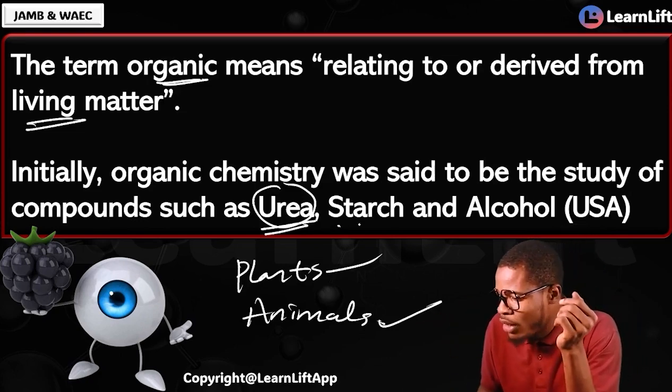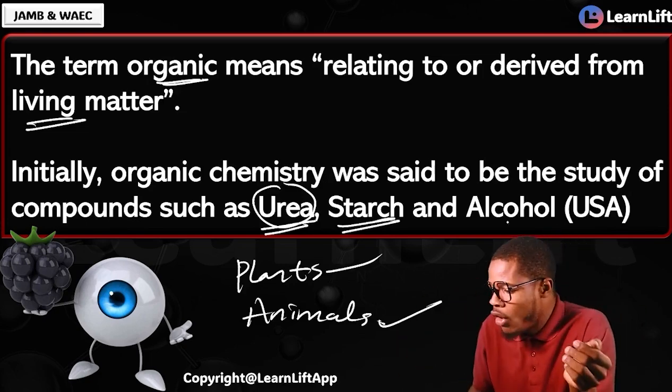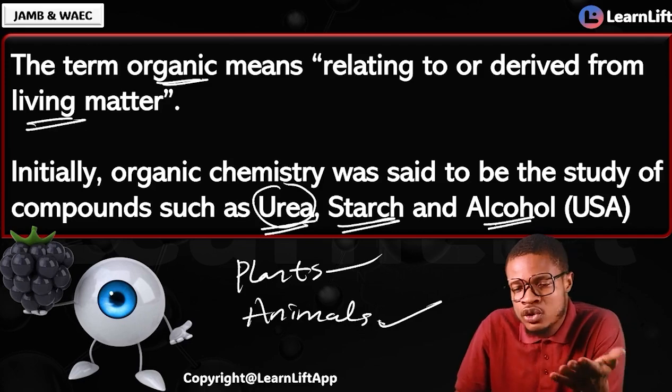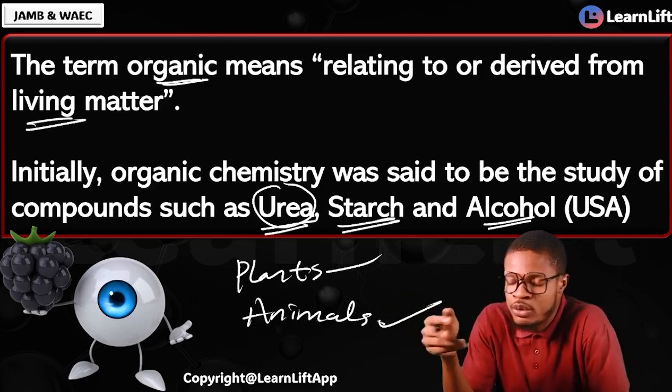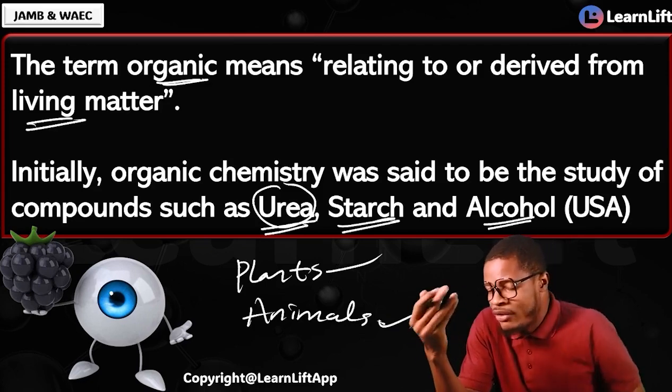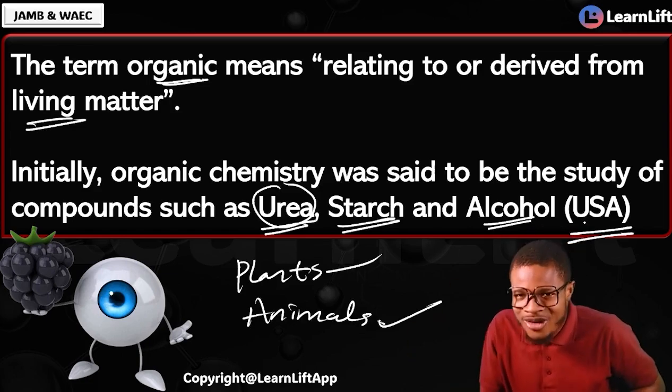What about starch? You obtain starch from your plants. So it is living. Alcohol from plants as well, living. So originally, the major organic compounds scientists knew then were urea, starch, and alcohol. And they form an acronym. What's the acronym? USA. Your urea, your starch, your alcohol.